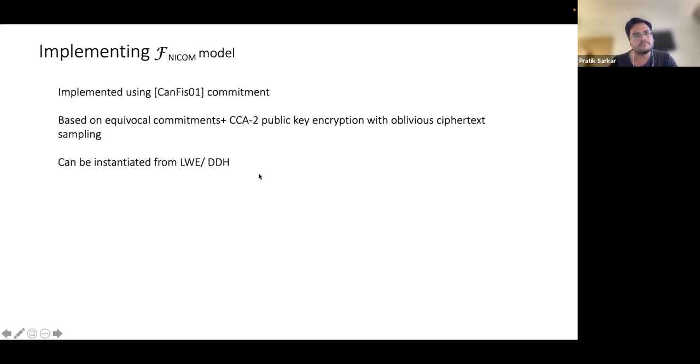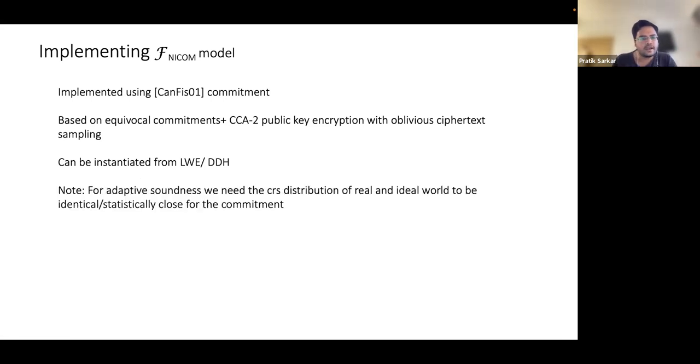And finally, we implement the FNICOM and the equivocal commitments. FNICOM is based on an equivocal commitment and a CCA2 secure encryption scheme. And these can be instantiated from LWE or DDH. And note that for adaptive soundness, we need the CRS distribution of the real and ideal world to be identical or statistically close for the commitment scheme.